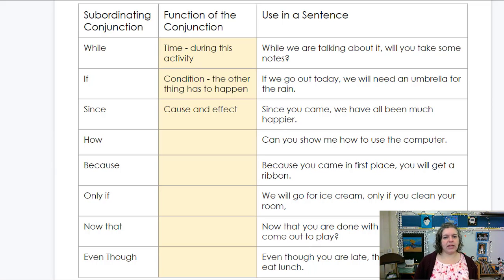Since, so our subordinating conjunction since, used in a sentence. "Since you came, we have all been much happier." So it's cause and effect. You came, now we're happier. So the since is giving that relationship.